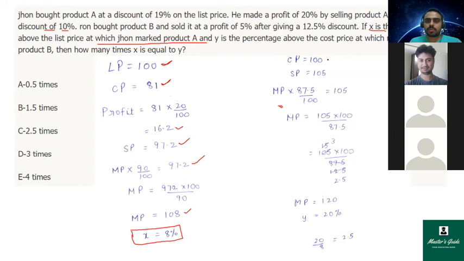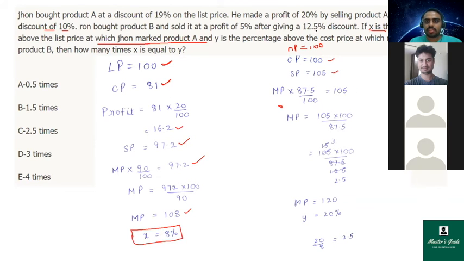So directly my cost price is going to be 100. You can also assume mark price as 100 and 0% discount. Then again your cost price is going to be 100, so one and the same. So again my selling price is going to be 105, because he sold it at a profit of 5%. If you are selling it at a profit of 5%, your selling price is definitely 105, because profit is calculated always on cost price, and 5% of 100 is 5 and selling price is 105.